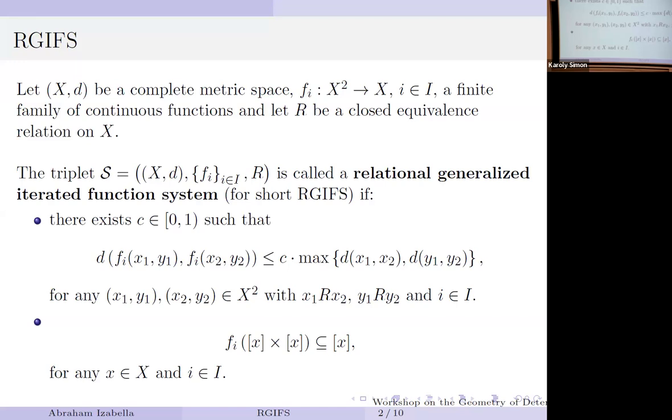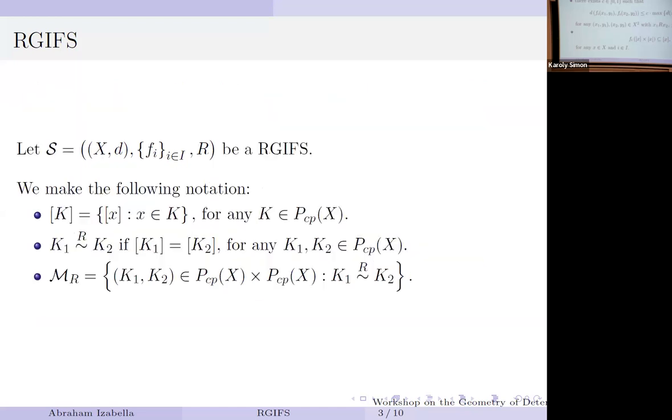We require the functions to be contractions, but not on the whole space, only for those pairs of points x1, y1, x2, y2, such that x1 is in relation with x2 and y1 is in relation with y2. And the second condition is that each function maps the class of each element x into itself. We consider the following notation.